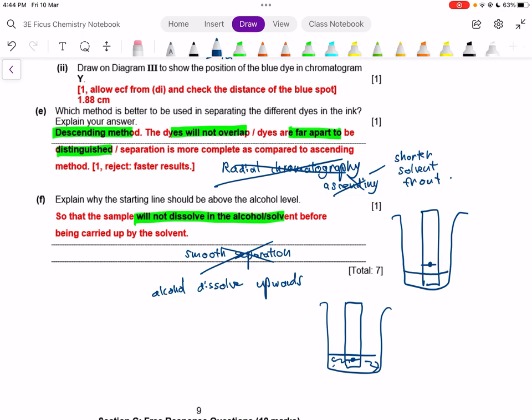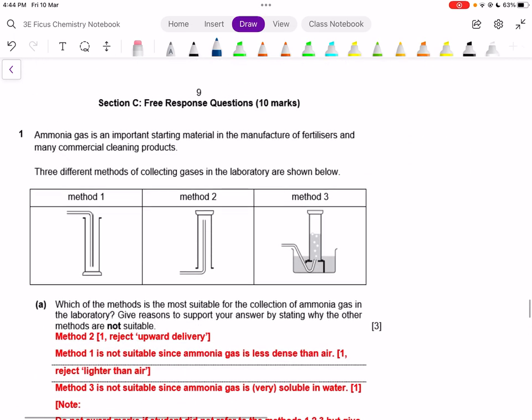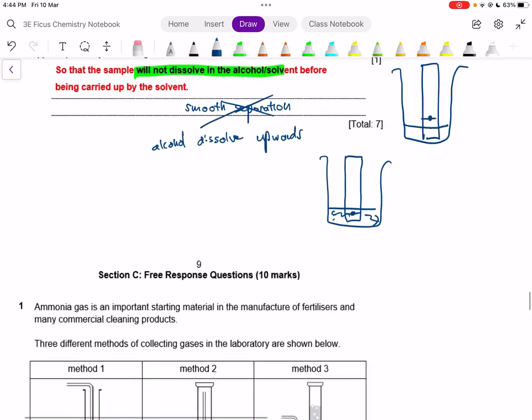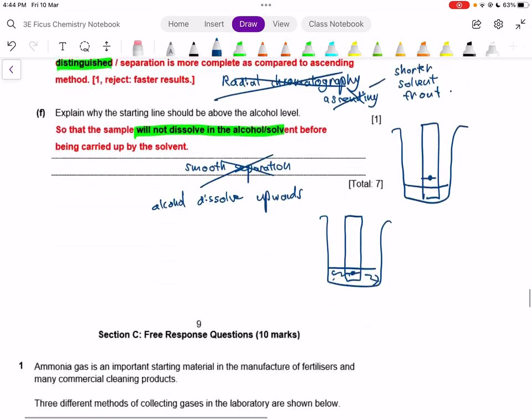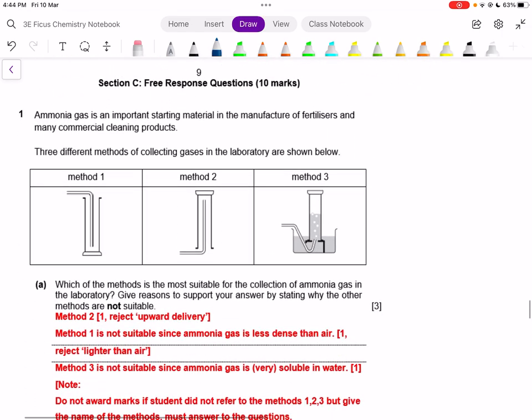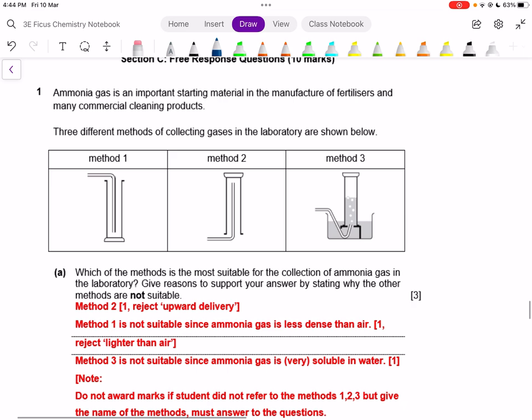Okay, so the key thing is to prevent sample from dissolving in the solvent. Okay, let's move to section C. Alright, you can pause the video and copy this one. I recorded it, not stopping to let you copy.